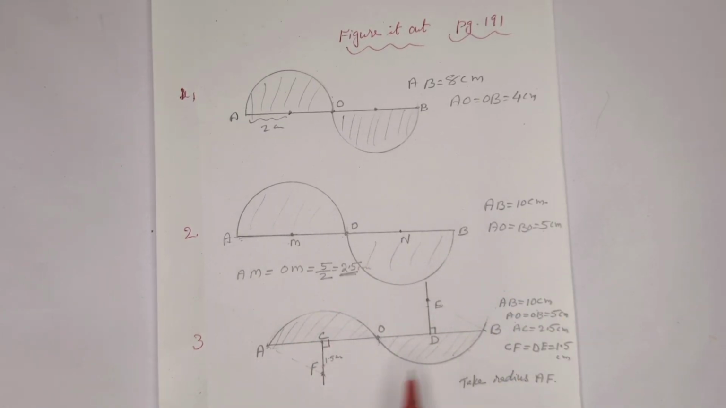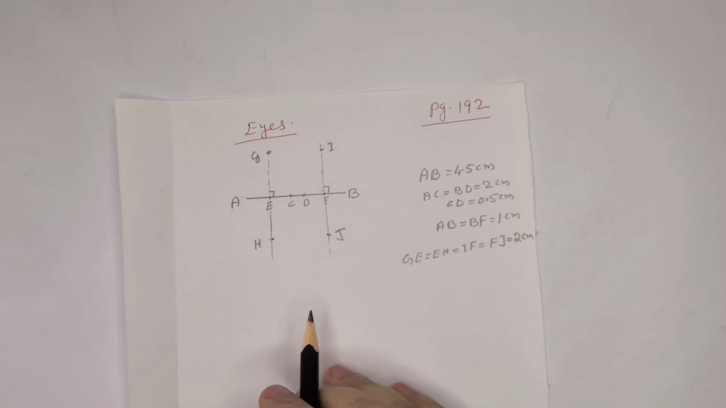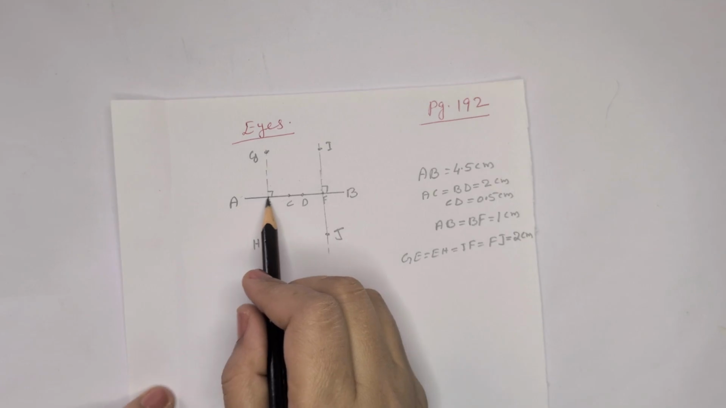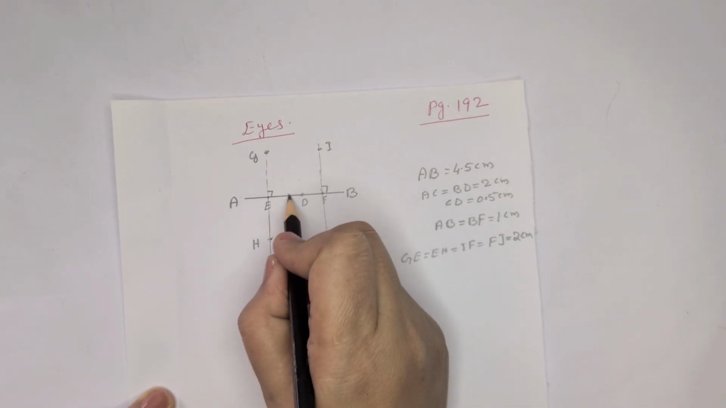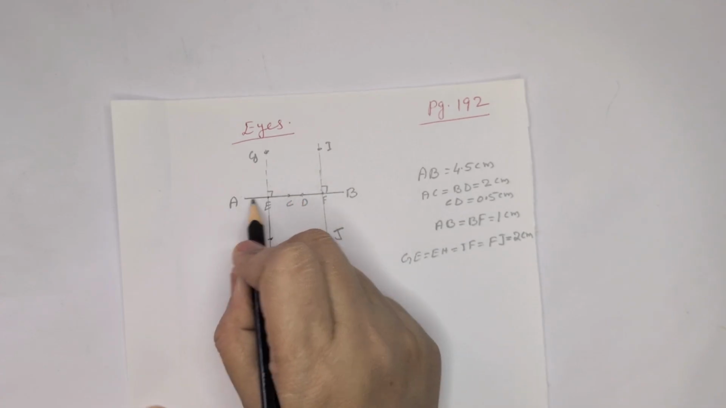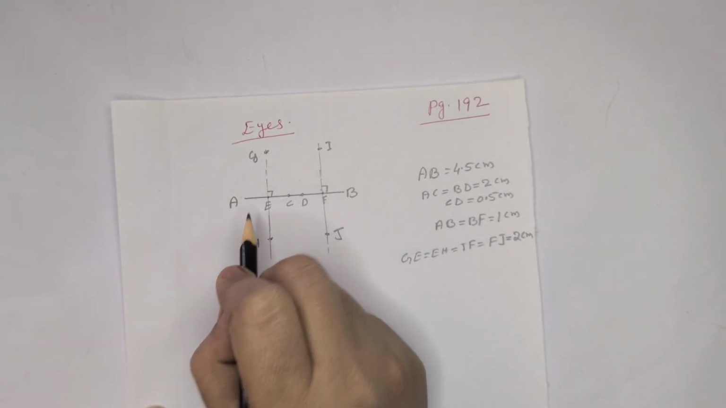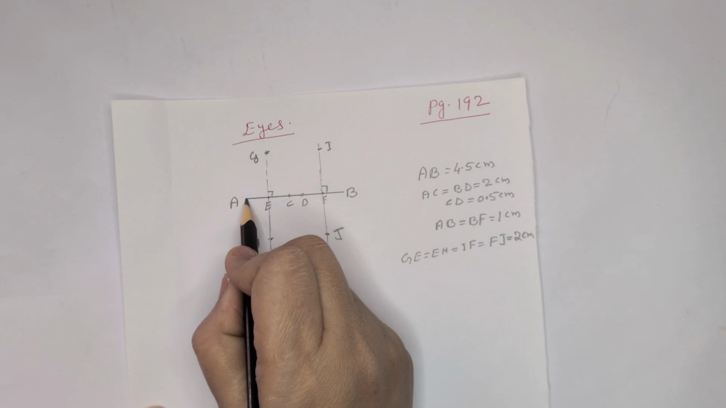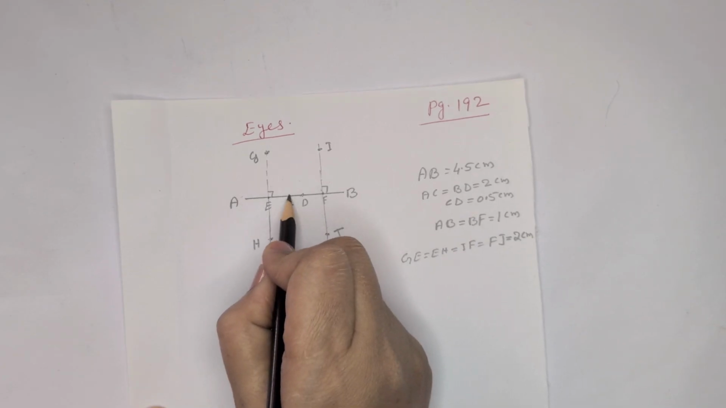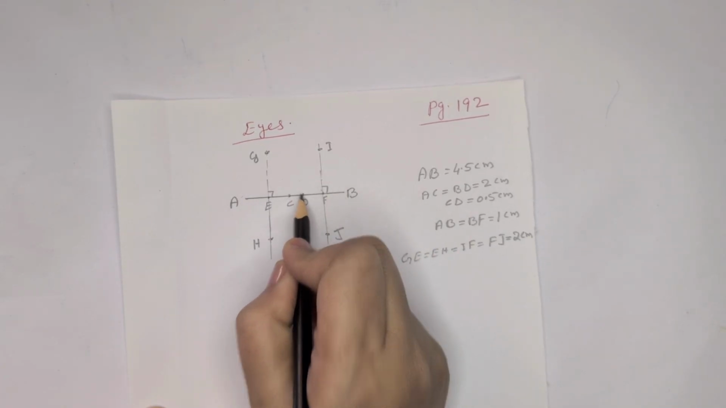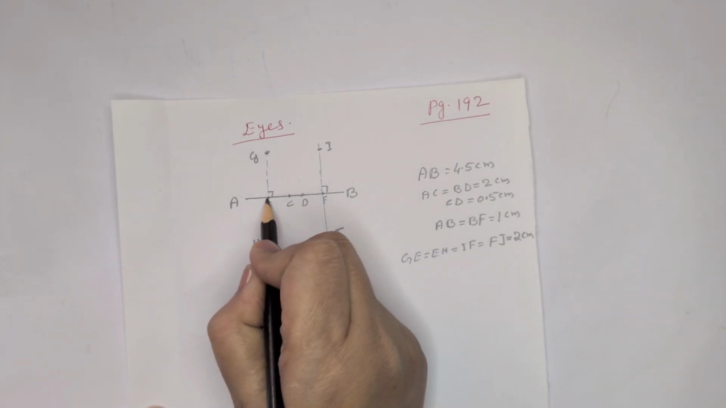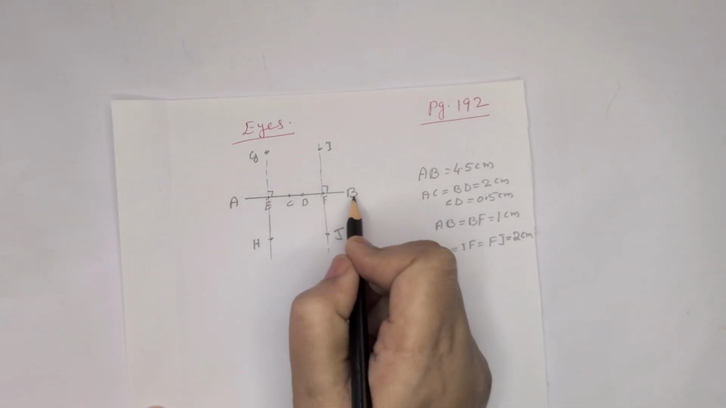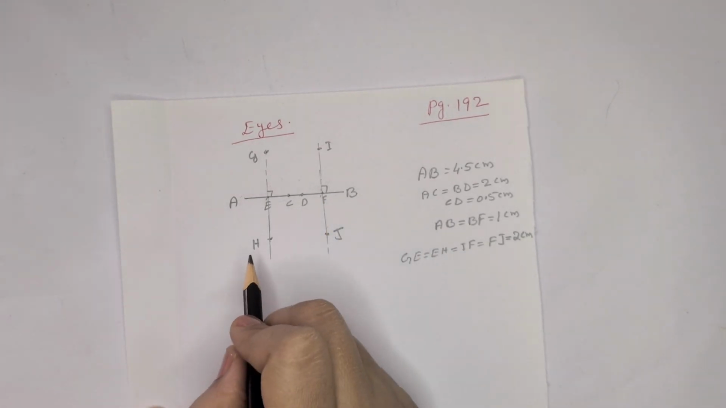Here the third question, that is also less than the semicircle. For that, first we have to draw a line segment AB of 4.5 centimeter. We need a half centimeter at the center, so 4.5 centimeter you have to take first. Then from both the edges, from A to C, that is 2 centimeter, B to D, that is also 2 centimeter. Then mark the midpoint of that 2 centimeter, that means 1 centimeter. AE is equal to BF is equal to 1 centimeter.